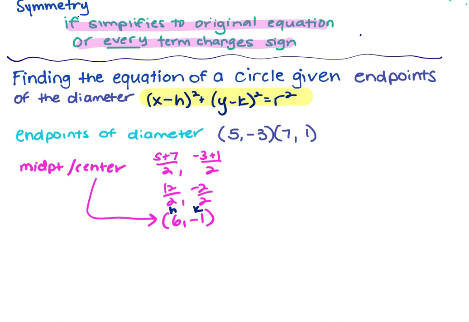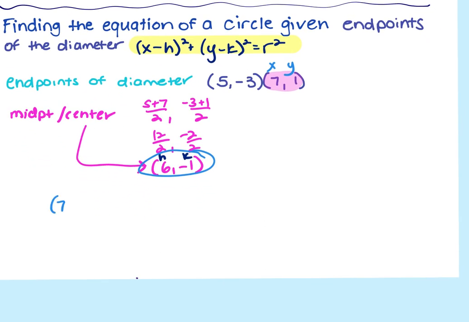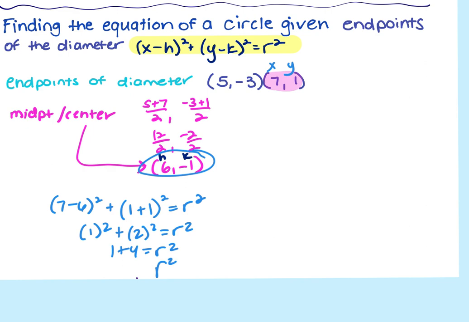center and one of the coordinate points. And I would say if there's one without a negative, choose that one because we make less mistakes. So this is my X and this is my Y and this is my H and this is my K. And I plug it in. So 7 minus 6 squared plus 1 minus a negative 1 become plus 1 squared equals R squared. And I get 1 squared plus 2 squared, or 1 plus 4. And R squared is 5.